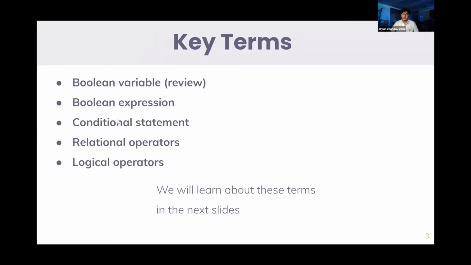So here are some key terms that we're going to run through right now, and just try to remember these in your head, and we're going to keep on reiterating the meaning of them and how to use them in Java. So our key terms are what a Boolean variable is, which we talked about last week, which is just if something is true or false. And that's going to be especially important in this lesson. We're going to talk about what a Boolean expression is, what a conditional statement is, what relational operators are, and what logical operators are.